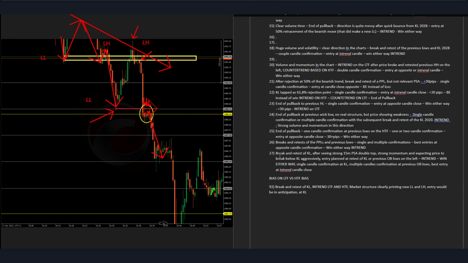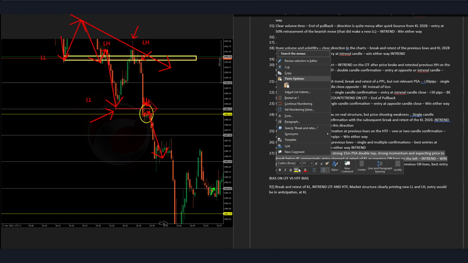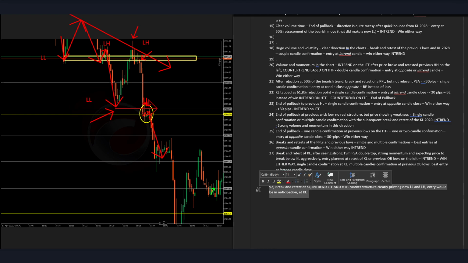And I will say also that, let's see if I can paste the format over here. No. Let's see. Okay. Yeah. Anyway, from 92. Okay. Yeah, at key level.